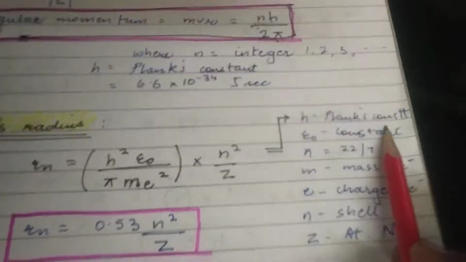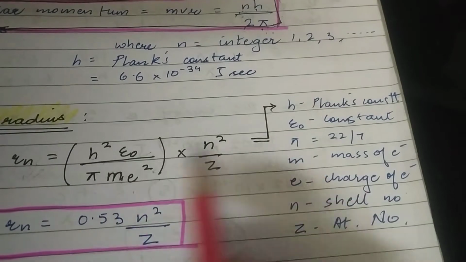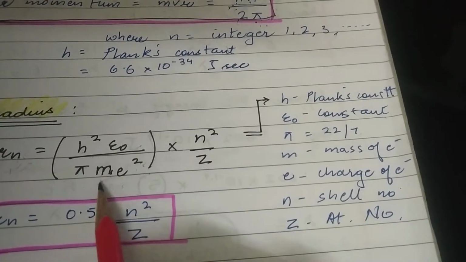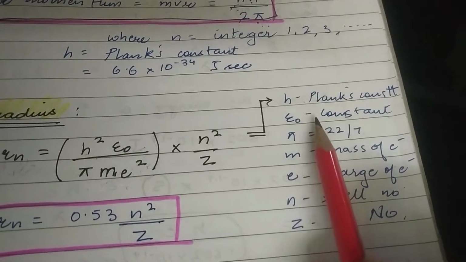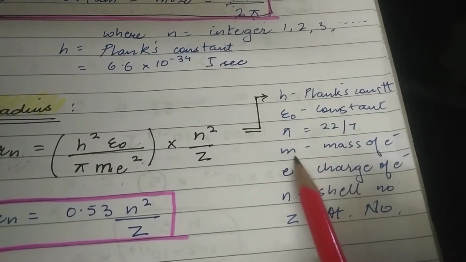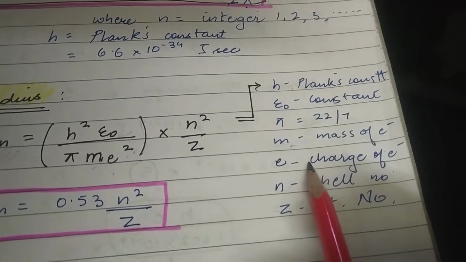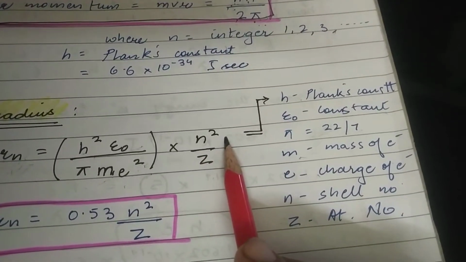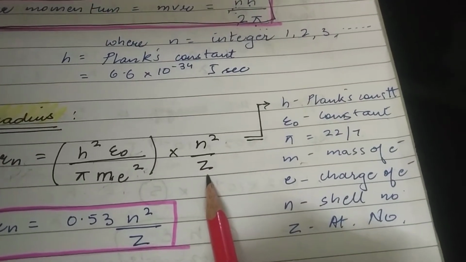h is the Planck's constant, epsilon naught is another constant. Pi, you all know the value is 22 by 7. m is the mass of the electron, e is the charge on the electron. This is a constant, this is a constant, this mass of an electron is a fixed value, charge of an electron is a fixed value. n is the shell number, it could be either the first shell, second shell, third shell, and so on and so forth. And Z is the atomic number of the element.